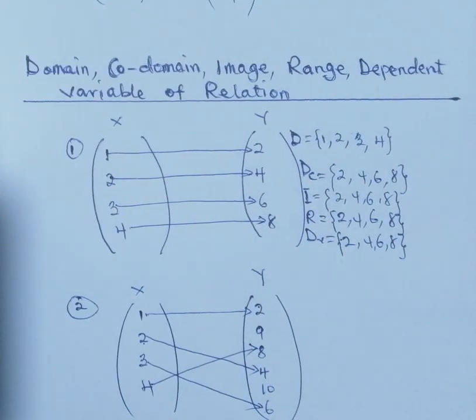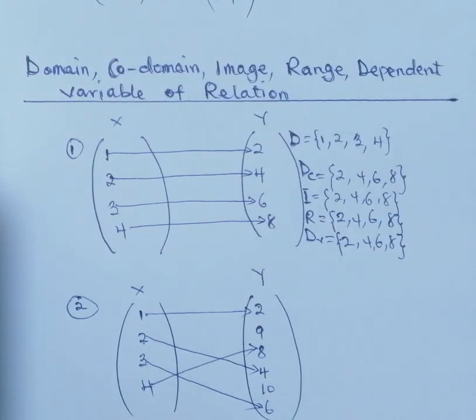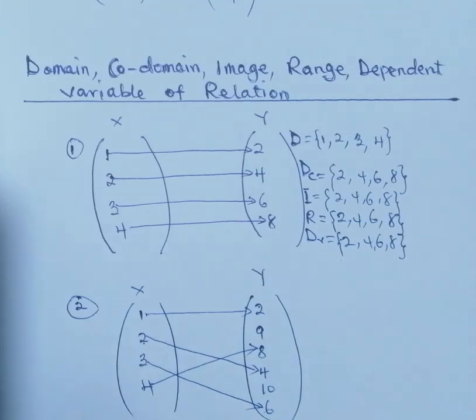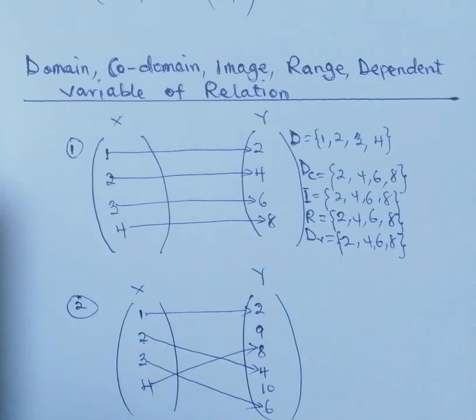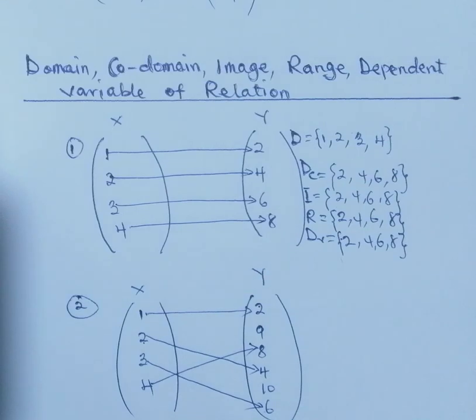Now, we are talking about dependent variable. If the codomain is the dependent variable, then the domain is what? Independent variable. Other terms we can use for domain and codomain are input and output. The domain represents the input, and the codomain represents the output. Whatever you put in gives you the output. All right, good.